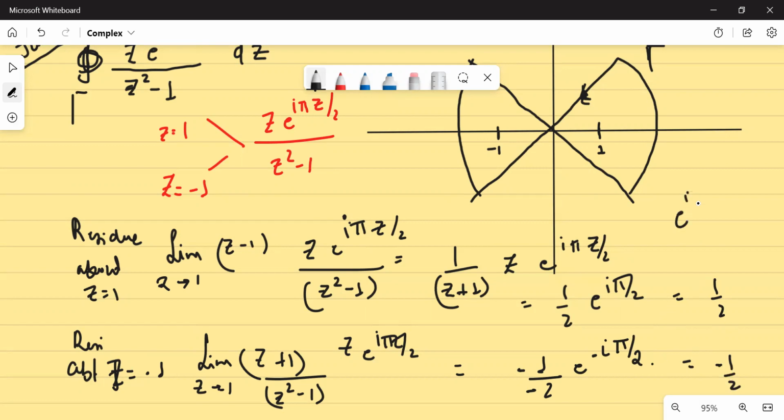See, e की power iota pi by 2 क्या होगा? सोचो, it will be equals to cos pi by 2 plus iota sin pi by 2, right? So this will be equals to iota, and this will be equals to minus iota. Is that clear? Yes, sir.